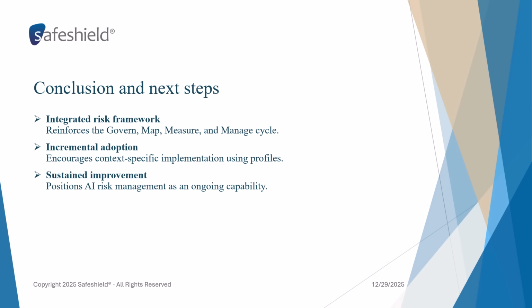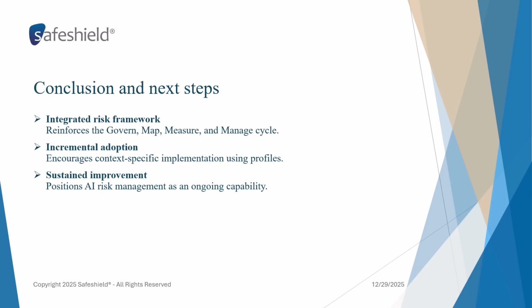The NIST AI Risk Management Framework provides a comprehensive and adaptable structure for managing risks associated with artificial intelligence systems. It reflects the reality that AI risks are socio-technical, context-dependent, and continuously evolving. By focusing on governance, risk identification, measurement, and response, the framework supports disciplined and accountable use of AI across organizations.